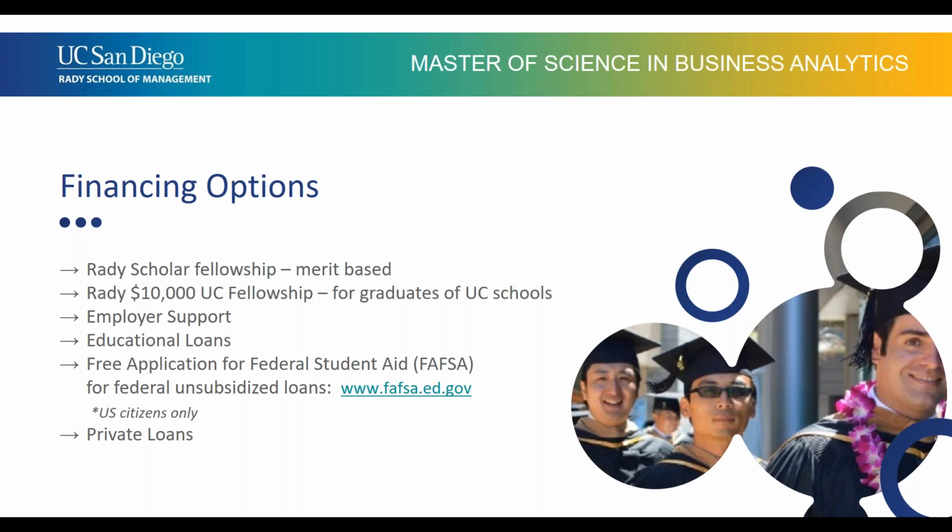If you are a graduate of the UC system, if you've earned a degree from a University of California school, we offer an additional $10,000 UC fellowship. That is in addition to the merit-based Rady Scholar Fellowship. In addition, if you're working, we encourage you to check with your employer to see if they offer any employer support. There are educational loans out there that we see a lot of our students take advantage of. And then finally, for domestic students, there is the FAFSA application.